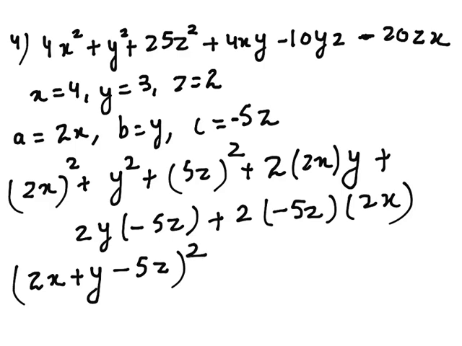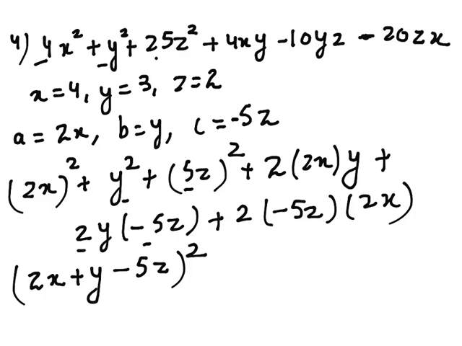If you see, it will give us 4x², which is equal to this, y², 25z². If we simplify this, what we will get? 4xy. Simplify this, it will give us −10yz. Simplify this: 2 times 5 is 10, 10 times 2 is 20. It will give us negative 20zx. So we get (2x + y − 5z)².